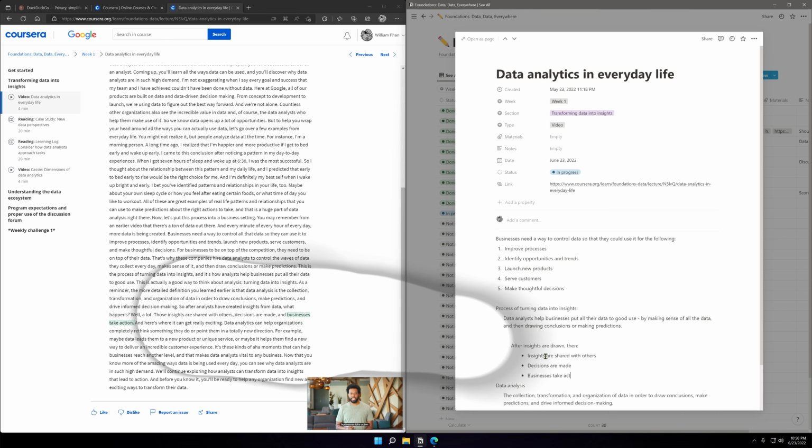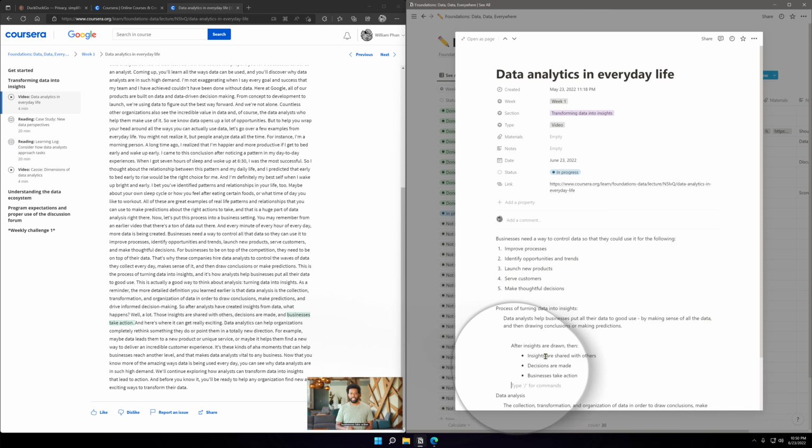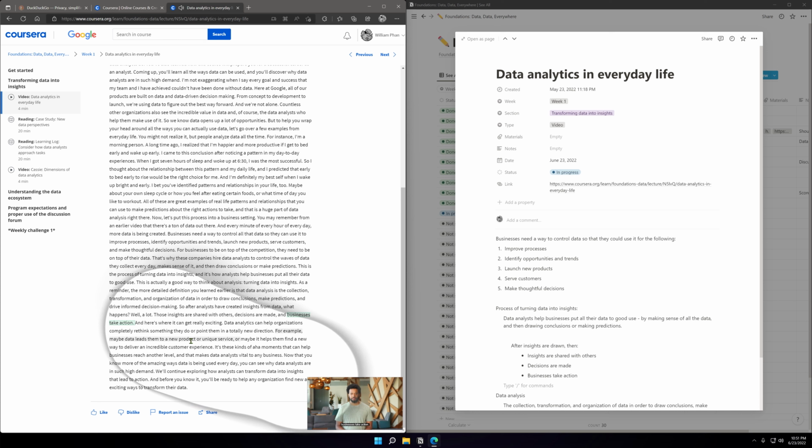action. And here's where it can get really exciting. Data analytics can help organizations completely rethink something they do or point them in a totally new direction.